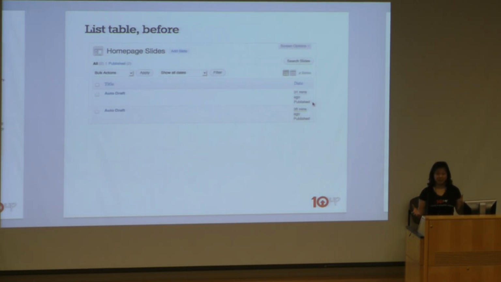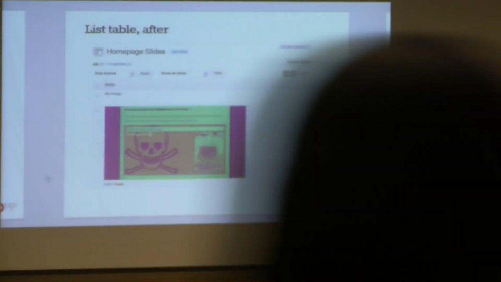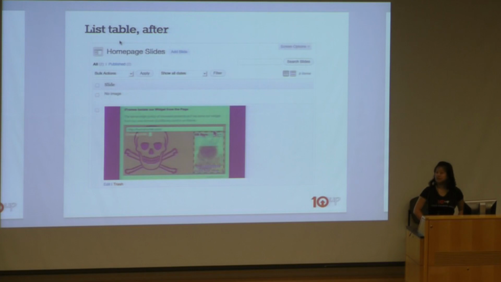Any idea what information I would actually need for the slider? Sorry? Thumbnail? Yep, that's all I need. I just need the image of the slide, right? So that's what I do to the list table. I take all those other columns out. I leave in the checkbox, which is necessary for bulk actions. But I remove all the other columns and I just put one in that's the slide image, and then you get a thumbnail or the message that you don't have an image if there isn't one.